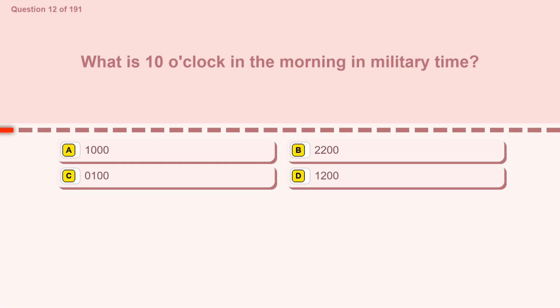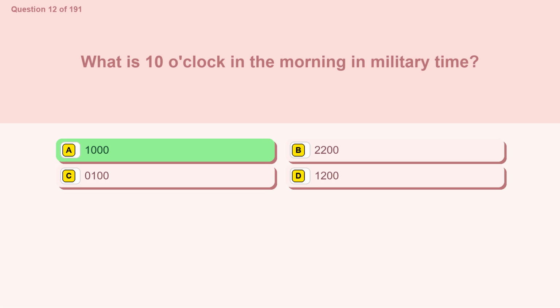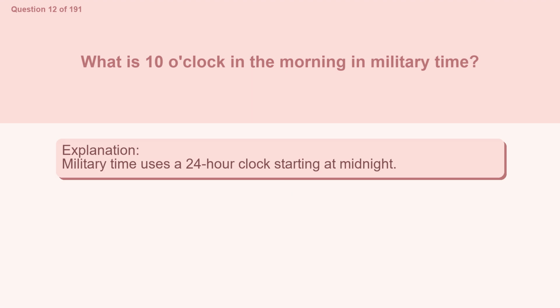Question 12. What is 10 o'clock in the morning in military time? Option A, 1000. Option B, 2200. Option C, 0100. Option D, 1200. The correct answer is option A, 1000. Military time uses a 24-hour clock starting at midnight.